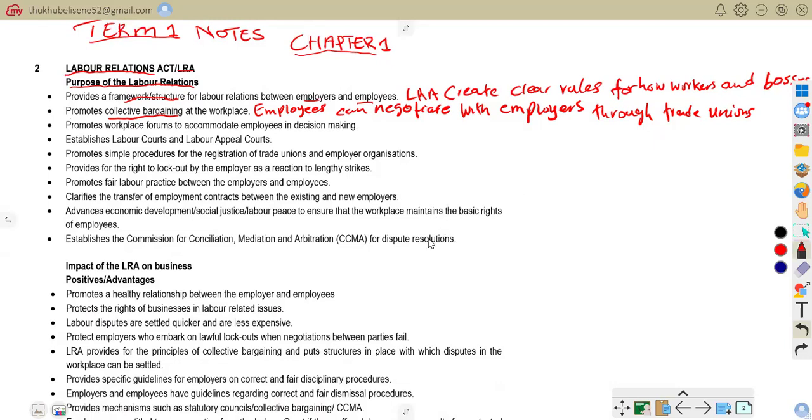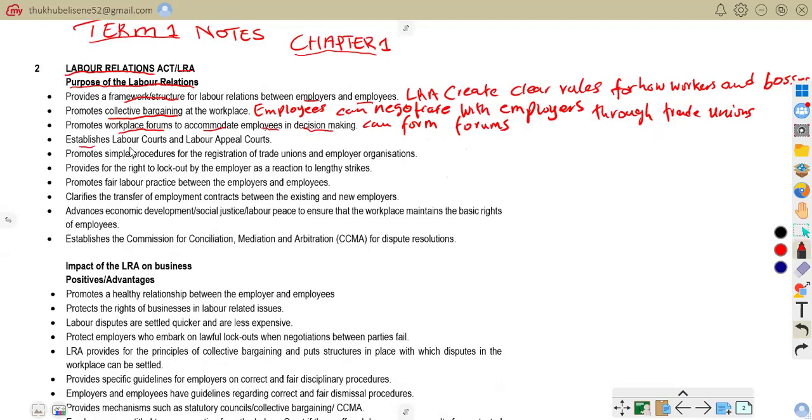Now let us move on to where it says it promotes workplace forums to accommodate employees in decision making. Meaning to say, workers can form forums to discuss workplace issues with management. For example, the workplace forum discusses changes in working hours before management finalizes it. Hope we get this point clearly.